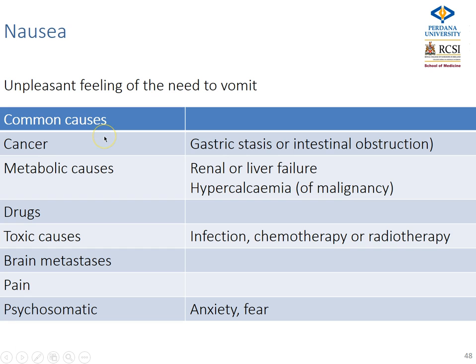Nausea can be caused by the primary cancer, if that's the underlying diagnosis, due to gastric stasis or intestinal obstruction. It could also be due to metabolic causes like hypercalcemia related to malignancy, or failure such as renal failure, liver failure, or heart failure. And some drugs can also cause it. So can infection such as this supercurrent infection, chemotherapy or radiotherapy, brain mets. Pain itself can lead to nausea, and sometimes pain in association with anxiety or fear at end of life can also induce nausea.